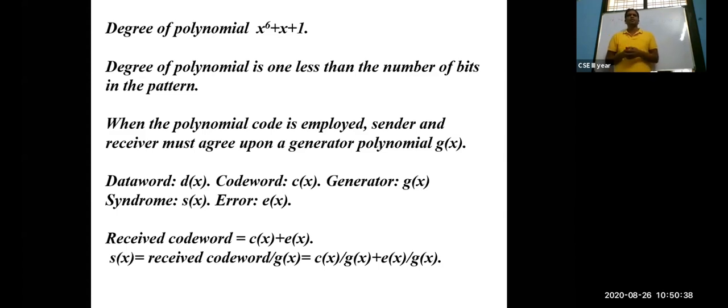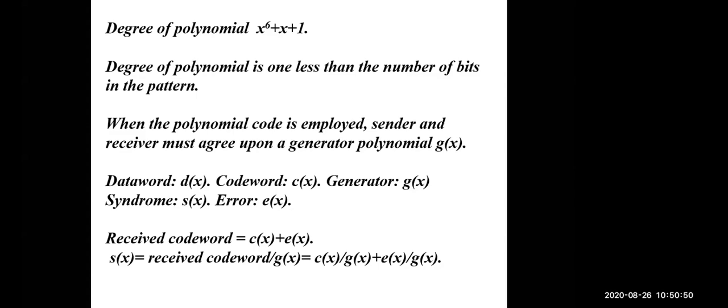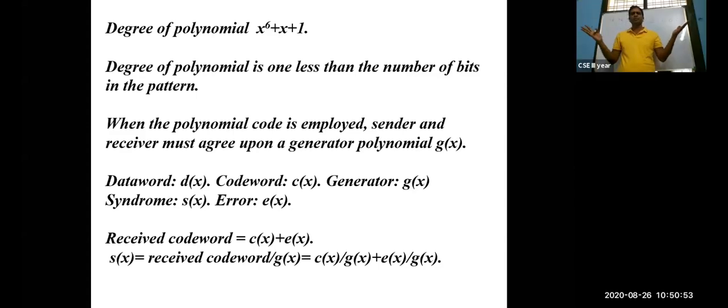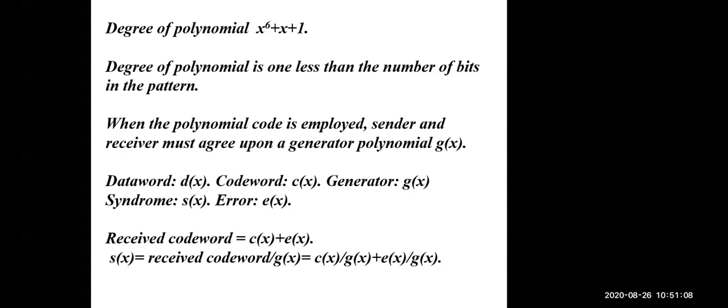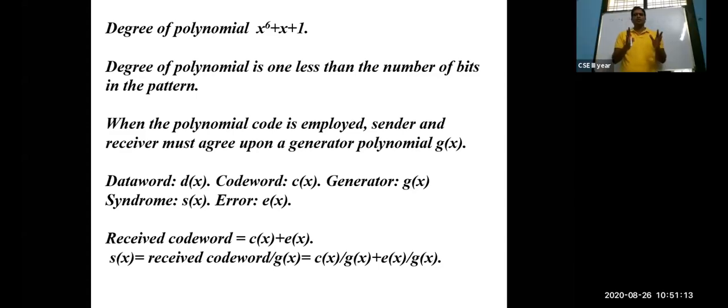When the polynomial code is employed, sender and receiver must agree upon a generator polynomial. What is a generator polynomial? Divisor, in plain terms. We divided with something, isn't it? The same divisor is used on both sides, sender side and receiver side. Here we call it a generator polynomial because if you divide with it, you get a result. It is generating redundant data. That's why it is called generator polynomial. So it's called g of x. Remember, g of x.